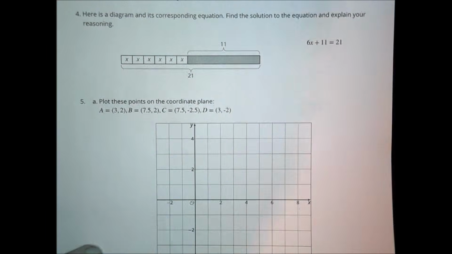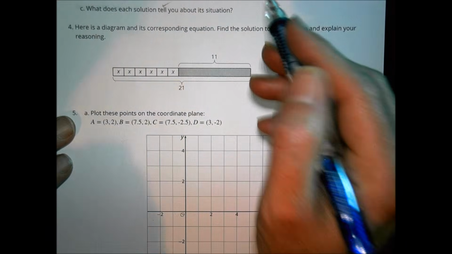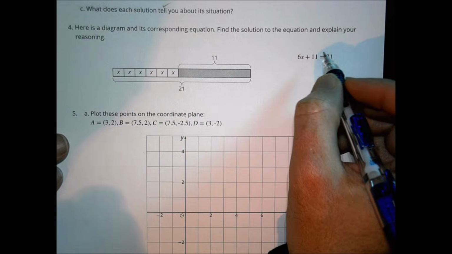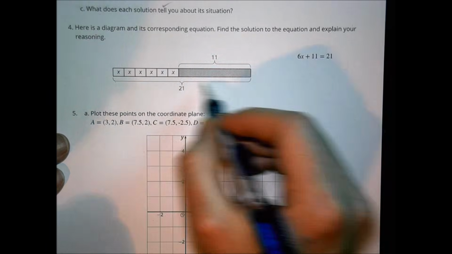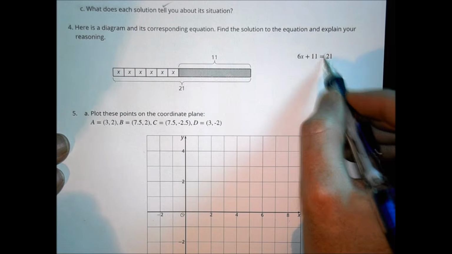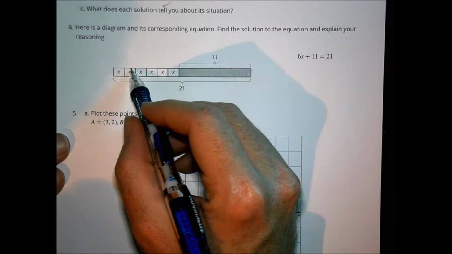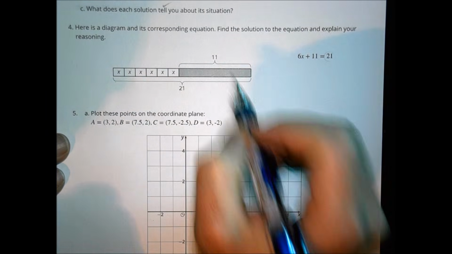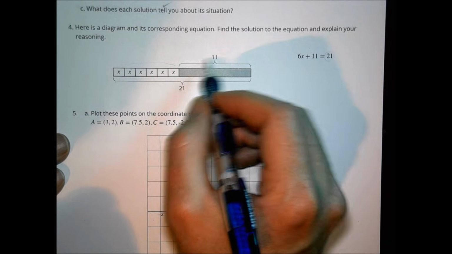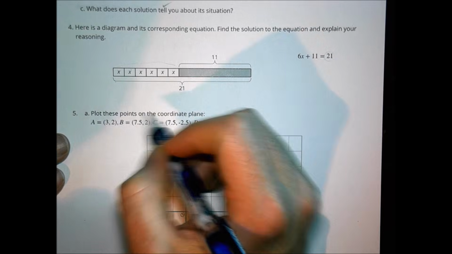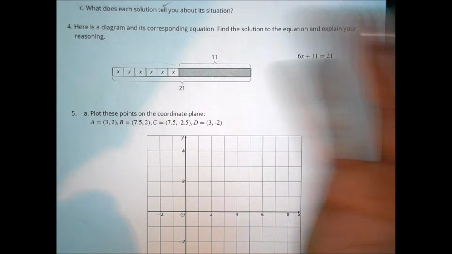Number 4. It says, here's a diagram and its corresponding equation. Find the solution to the equation and explain your reasoning. So what do we see? We see it has a whole amount, the tape diagram of 21. We can see we have 6 sections that have x, and we have 11 there. So we know that there's 6 of the same amount, and when I add that to this 11, I have in total 21. So we don't know what this story is saying, but here's what we have.